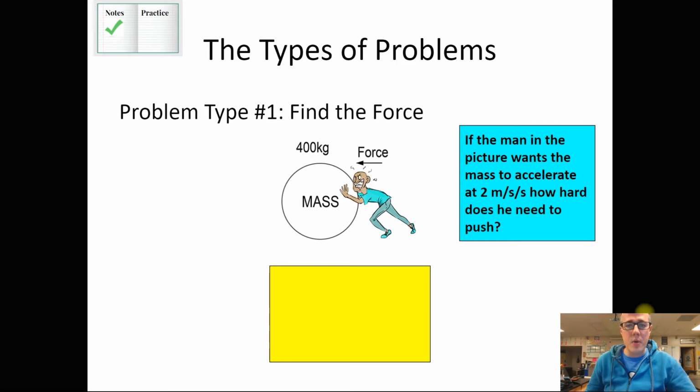So here's the situation. We've got this guy pushing a big boulder, it looks like, and the boulder is 400 kilograms, and he is going to make it accelerate at 2 meters per second per second. And we're supposed to figure out, well, how hard does he have to push in order to make that happen?